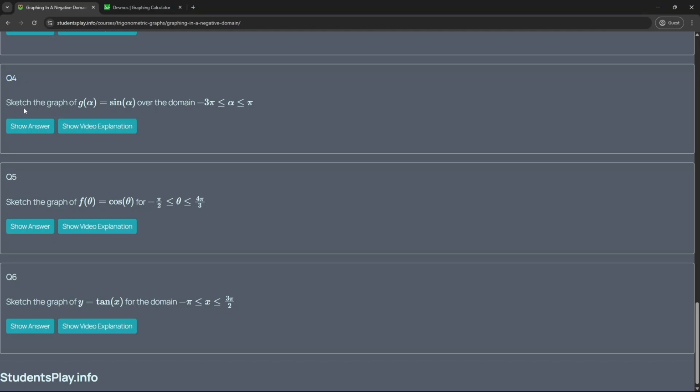Question 4. Sketch the graph of g of, you could say a, technically it's alpha, but not a massive deal. I'm going to use alpha. g of alpha equals sine of alpha over the domain negative 3 pi is less than or equal to alpha, which is less than or equal to pi.